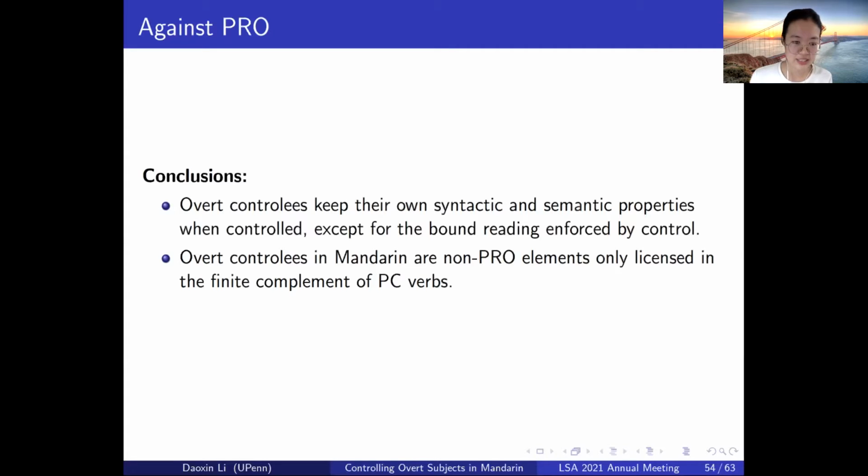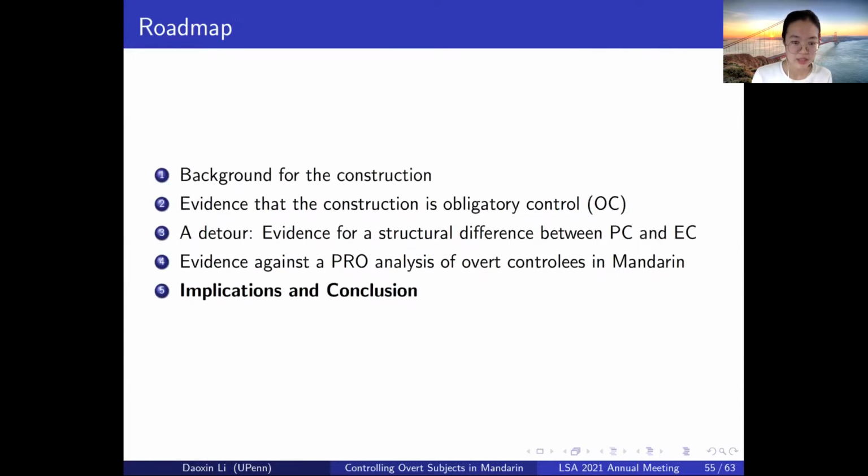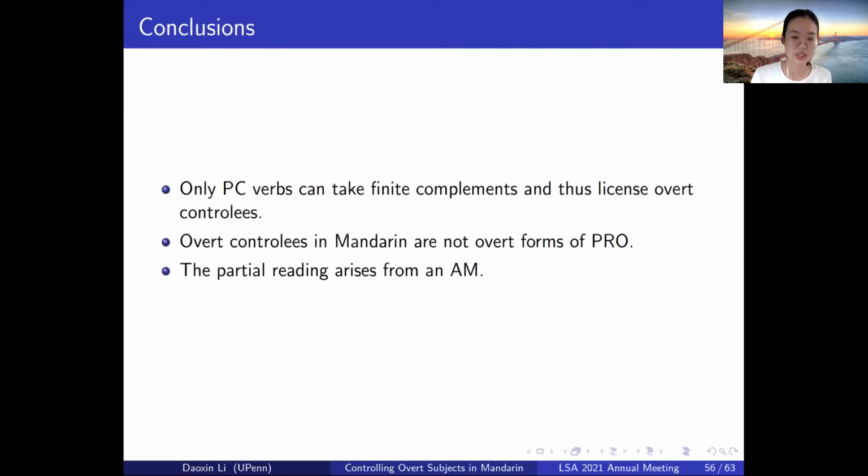So this suggests overt controllees in Mandarin are non-big PRO elements, only licensed in the finite complement of partial control verbs. Now, to conclude, here are our major arguments. So firstly, only partial control verbs can take finite complements and thus license overt controllees. And secondly, overt controllees in Mandarin are not overt forms of big PRO. And thirdly, the partial reading arises from an associative morpheme.